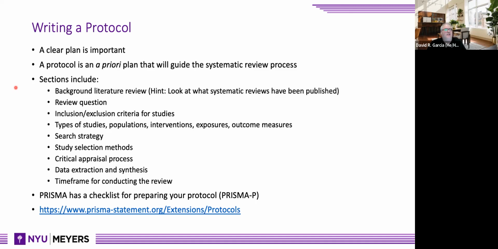stuff that has been traditionally underserved in research. So next you have your review question, then you have your inclusion and exclusion criteria for your studies, and then you want to identify the types of studies, the populations, the interventions, exposures, and outcome measures. Then you'll have your search strategy. So what databases will you go into? Then you'll have your study selection methods, the critical appraisal process, which we'll talk about briefly, and then how you'll extract your data and synthesize the knowledge, and then the time frame for conducting the review. So once again, PRISMA has a checklist for how to write your protocol, and that's given here in the link below.